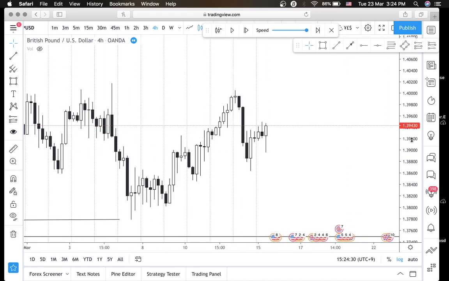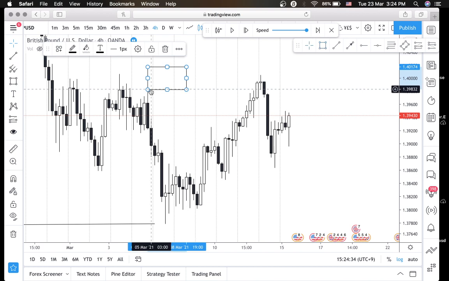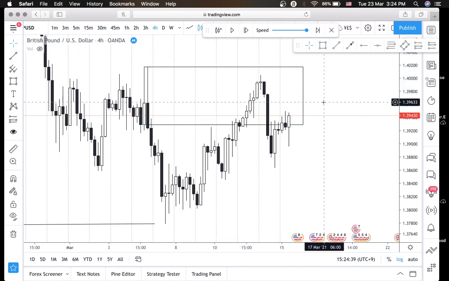So on the 4-hour time frame, we came from this order block here, this 4-hour order block, which is actually a 1-hour order block. But we came from this order block last week.